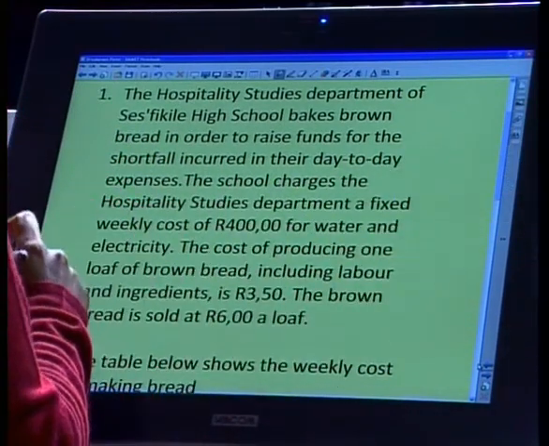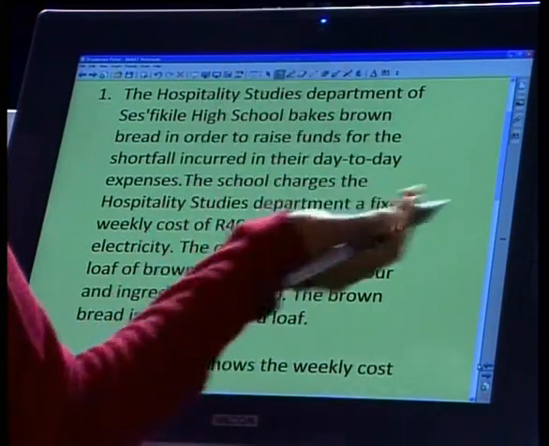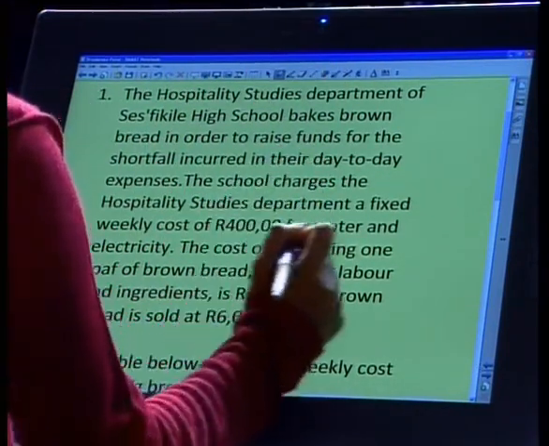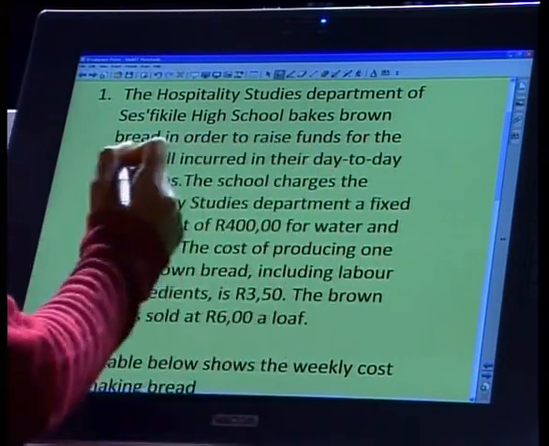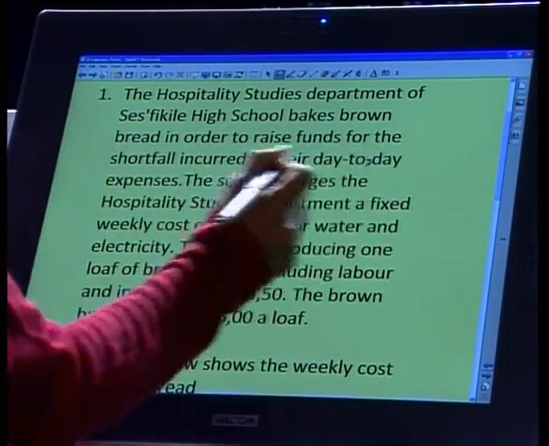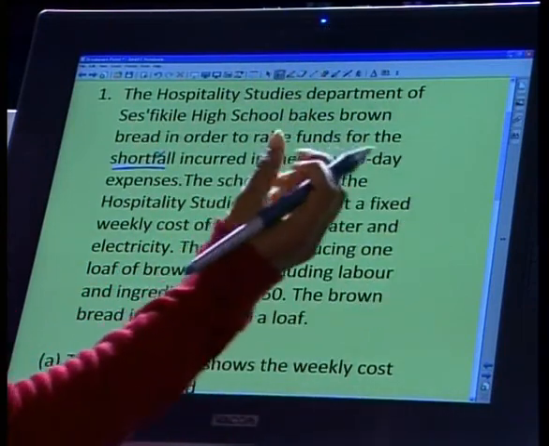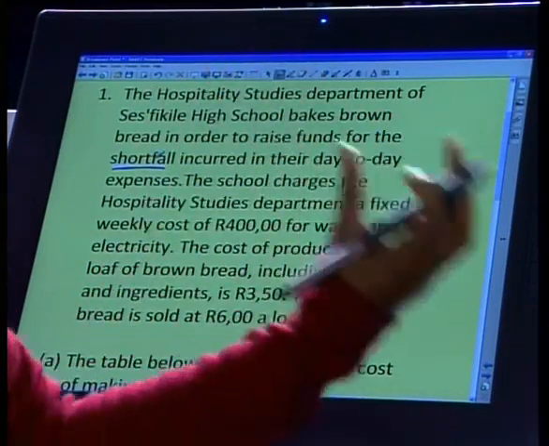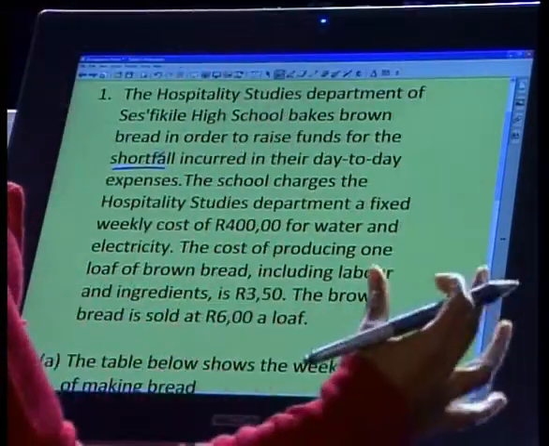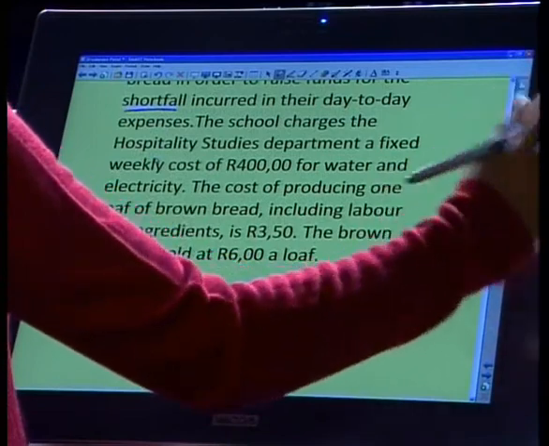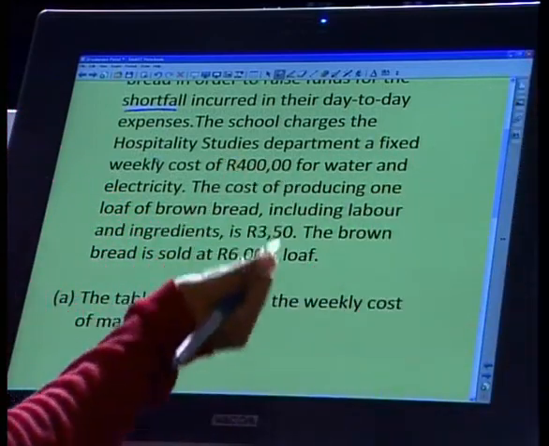We are told that a hospitality department of a high school bakes brown bread in order to raise funds for the shortfall that's incurred in their day-to-day expenses. Shortfall is something that they have to fill the gap of. So in other words, they don't make enough money to fulfill all their expenses, so there's some sort of shortfall that they need to bake bread in order to get that money in.